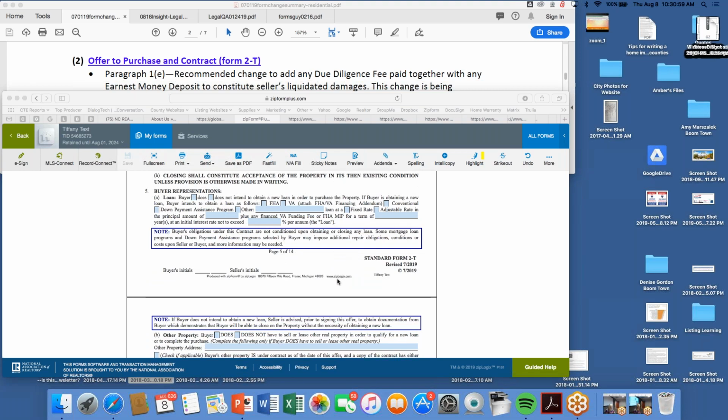So as we move down to 5A, again, on the note, it's basically clarifying here that we also have a new option under buyer representations for loans.